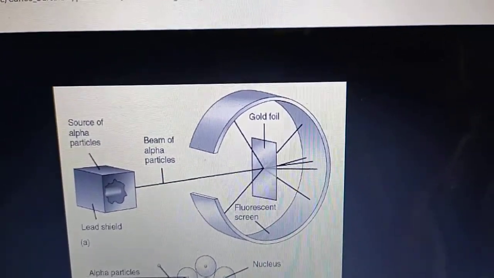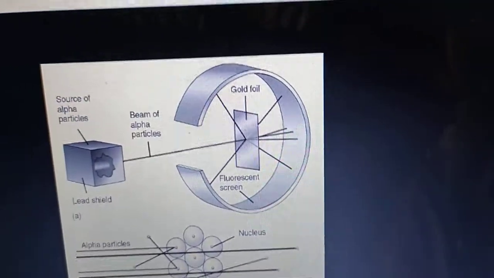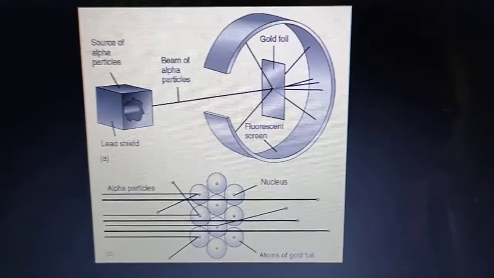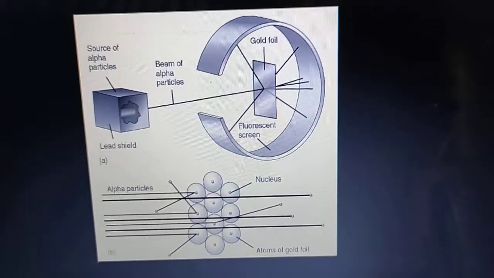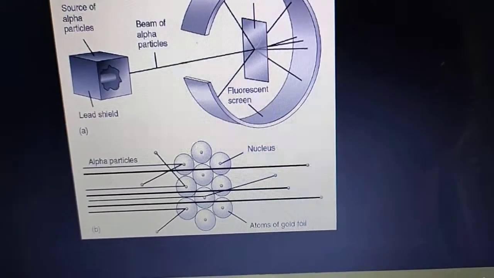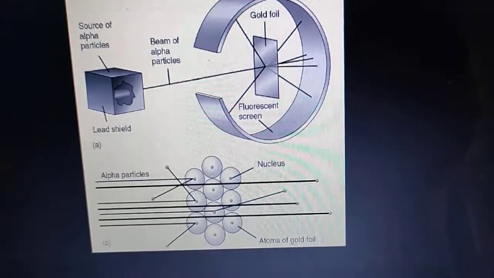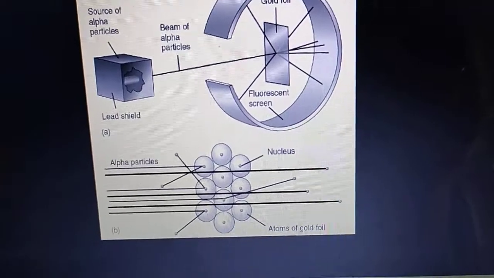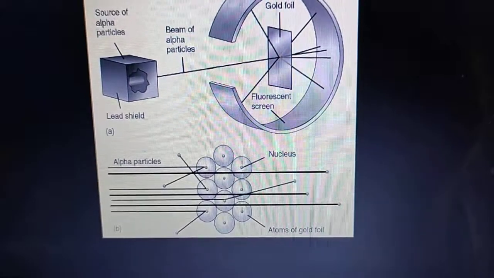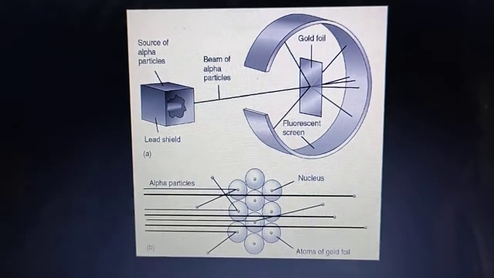Now when he bombarded this gold foil with alpha particles, he found that 99.9% of alpha particles passed undeviated. Some of the alpha particles were deflected by small angles. And one more thing he observed, that very few, like 1 in 20,000 alpha particles, returned back. So these were deflected by a large angle, 180 degrees. So now he drew some conclusions.